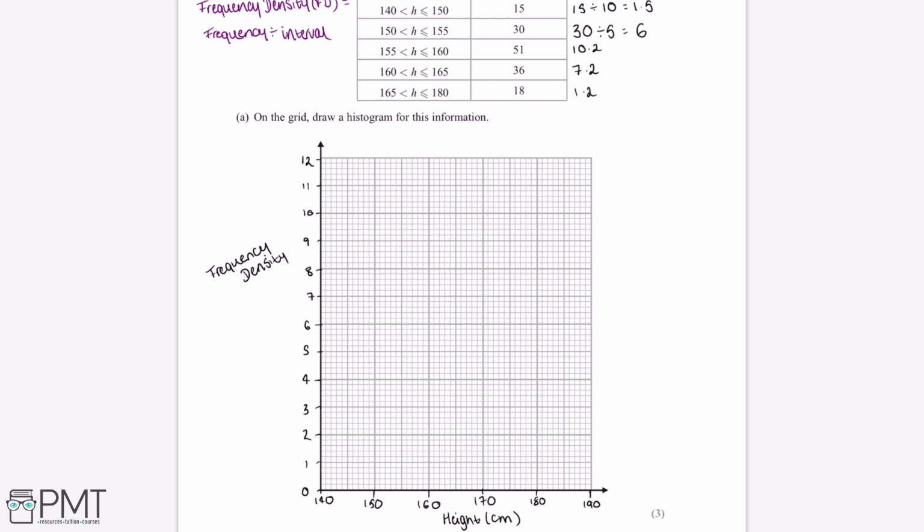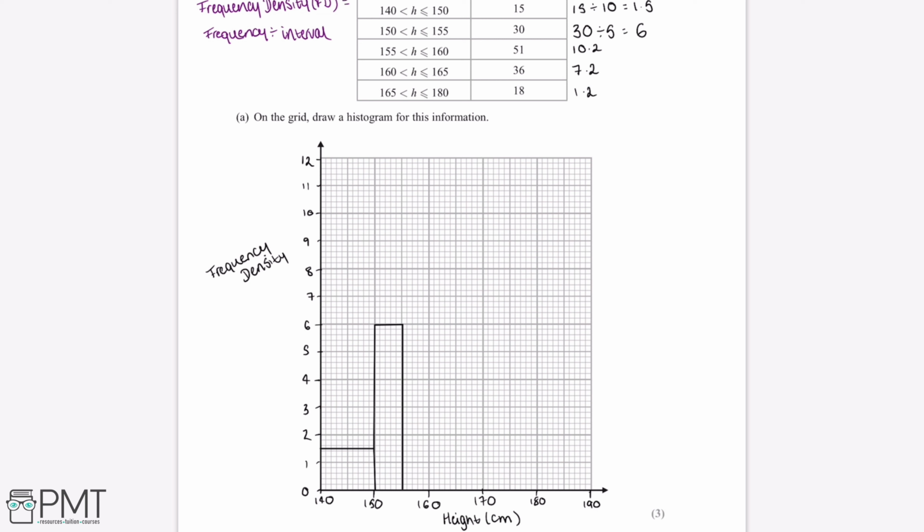Now the way a histogram works is the area of each of the bars will be equal to the frequency. So this is a good way to check that our histogram is correct. If we start off with the first piece of information, we have heights between 140 and 150 centimetres and a frequency density of 1.5. When we draw it, it should look something like this. Next we have the heights between 150 and 155 centimetres and a frequency density of 6. So our bar should look something like this.